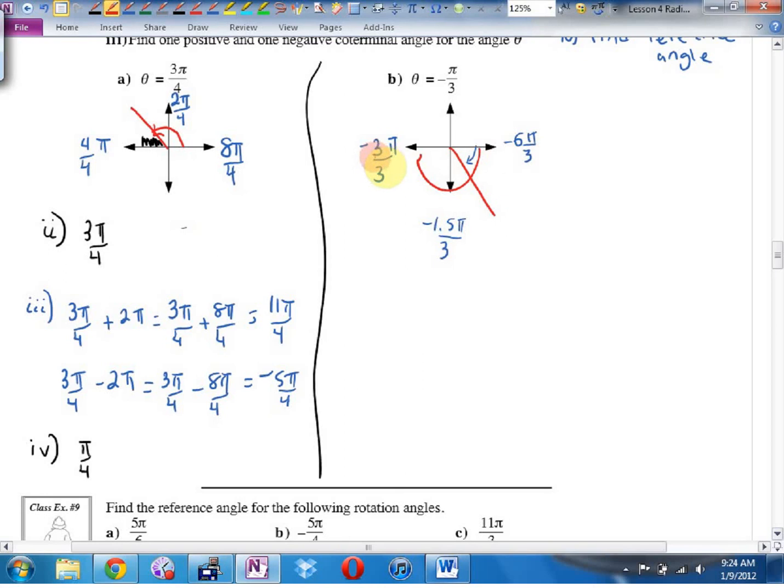Now, the principal angle is this way. It's that way. Let's come back to the principal angle in a second. I want to do the reference angle. The reference angle is this big. How big is this? The reference angle is pi by 3.